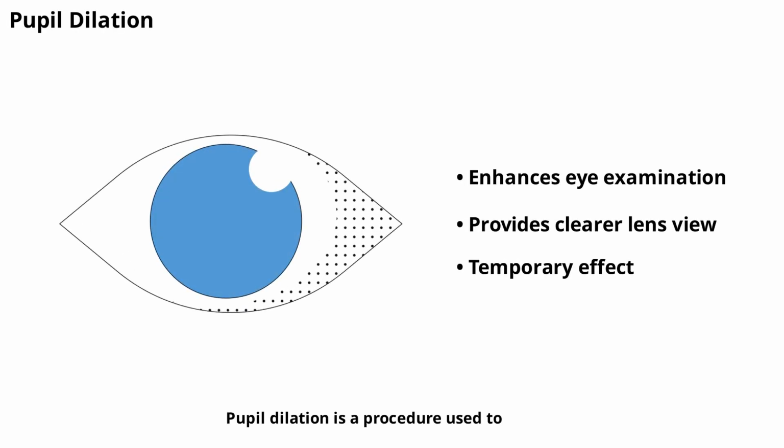Pupil dilation is a procedure used to enhance the effectiveness of several eye tests. Special eye drops are applied to widen the pupil, allowing the doctor to examine the lens, retina, and optic nerve more thoroughly. Dilation is especially important when evaluating cataracts as it provides a clearer view of the lens and helps detect other potential eye problems. While the effects of dilation are temporary, it's a crucial step in comprehensive cataract assessment.